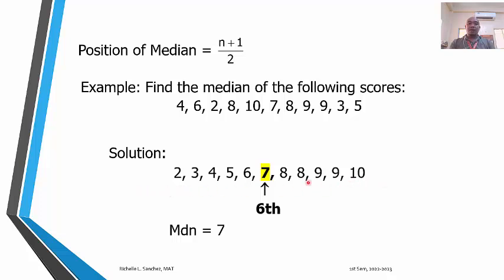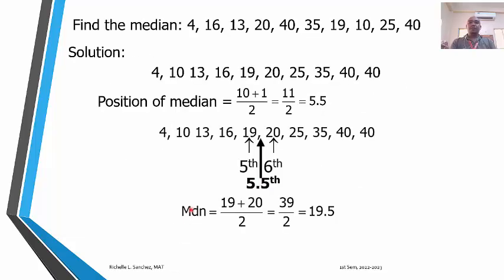So here, I already arranged the scores in ascending order, and then all I have to do is to count to the sixth position, because there are 1, 2, 3, 4, 5, 6, 7, 8, 9, 10, 11. So there are 11 cases plus 1, we have 12 divided by 2. That is 6. So I am looking for the sixth position. The sixth position is 7. Therefore, the median is 7. So this is how easy our median is computed.